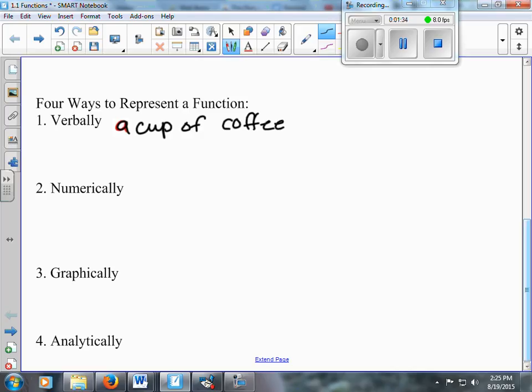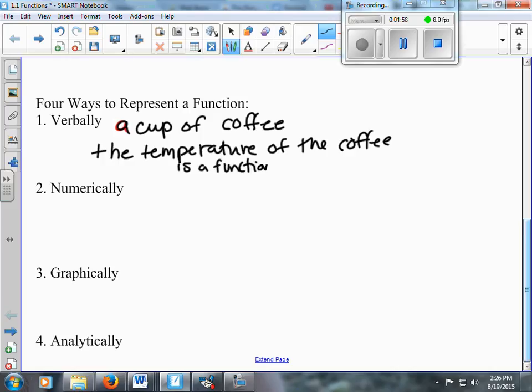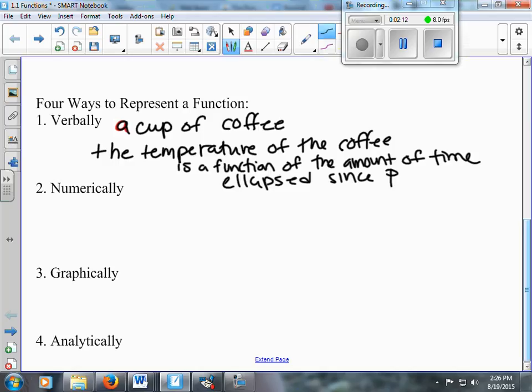And we took the temperature. So we have a cup of coffee, and the temperature of the coffee is a function of the amount of time that has passed since it's been poured or brewed. So the temperature of the coffee is a function of the amount of time elapsed since brewed or poured. Let's say poured.